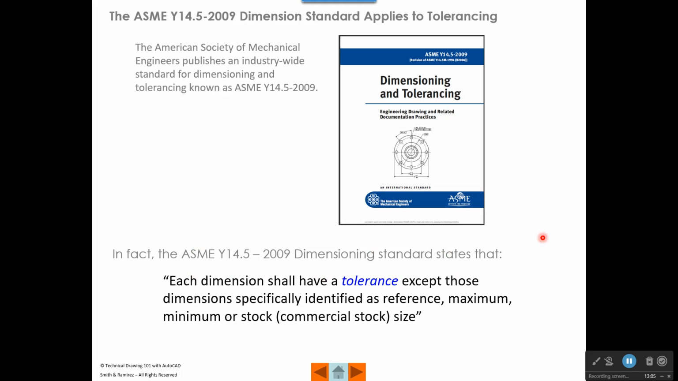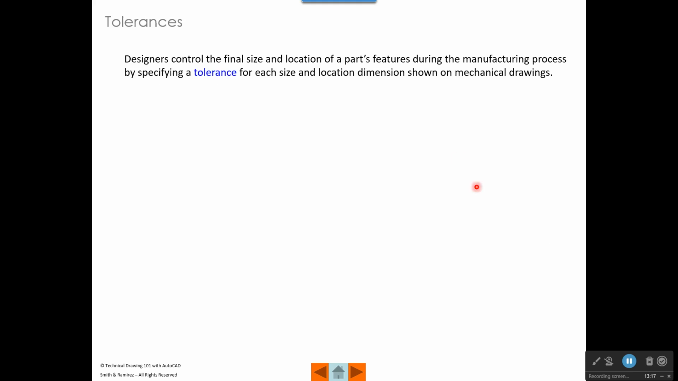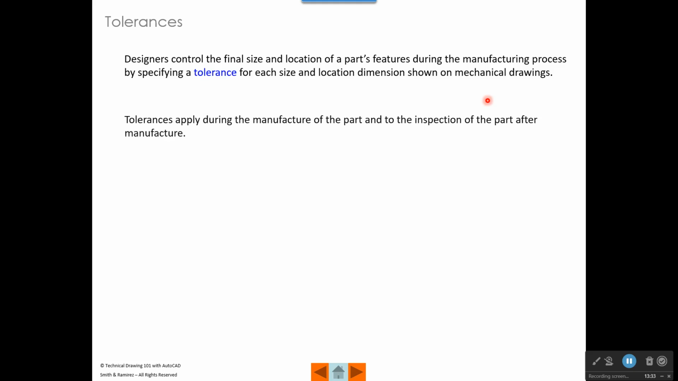So if we use that as a guiding rule, whenever we make an engineering drawing and we start to dimension it, we need to pay attention to the tolerances that will apply to each dimension on the drawing. Designers control the final size and location of a part's features during the manufacturing process by specifying a tolerance for each size and location dimension on mechanical drawings. Tolerance is applied during the manufacture of the part and to the inspection of the part after manufacture.